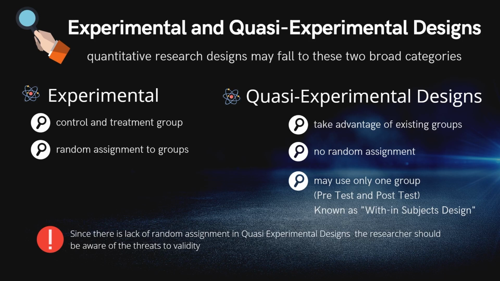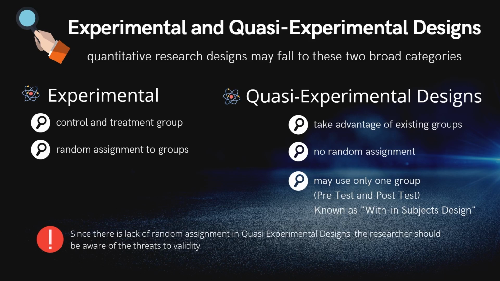A very common pair is the experimental and the quasi-experimental research designs. So quantitative research designs may fall into these two broad categories. We have heard about experimental research, right? Usually under experimental research, there is what you call a control group, wherein there is no treatment given to this group. And then we also have a treatment group. The treatment group will receive a slightly different variable, which is called the independent variable that you want to test.